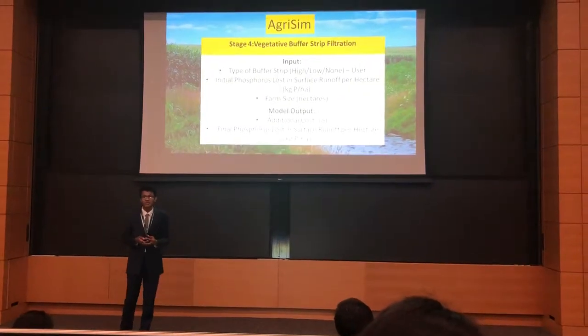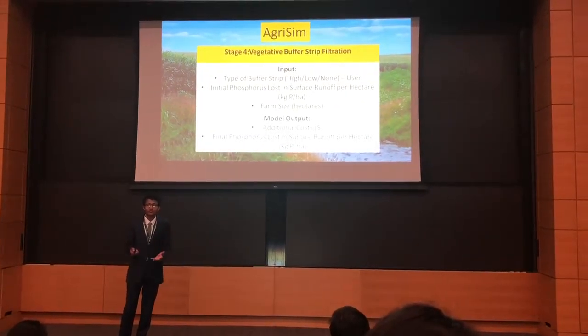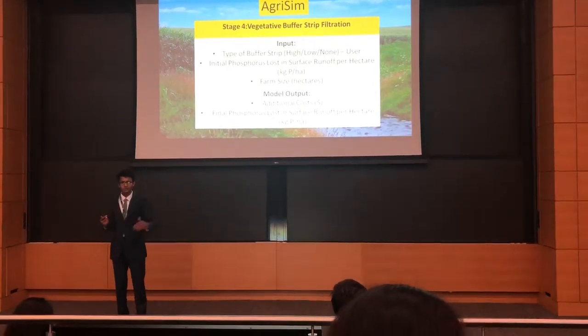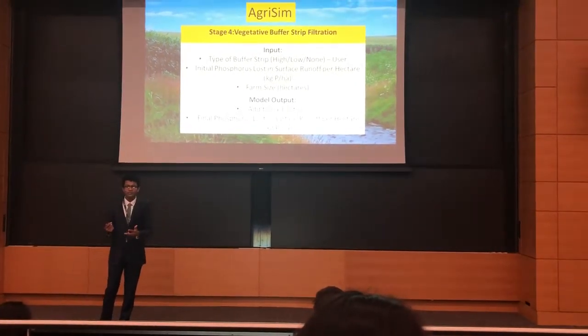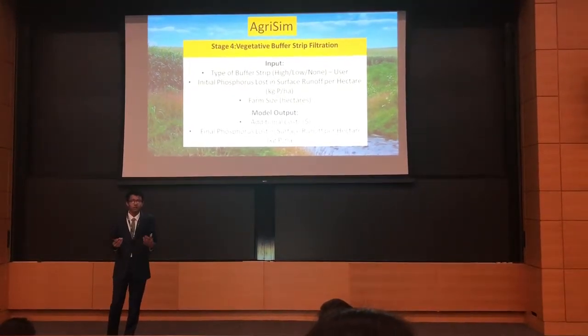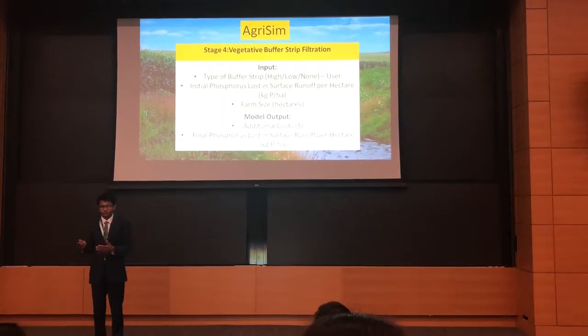And stage 4 is the intervention phase. So here in stage 4, farmers can experiment with 3 different varying options with buffer strips, so none, high, or low. And farmers could see how these buffer strips, if implemented on their farm, would reduce runoff, as well as what the cost with these buffer strips are.